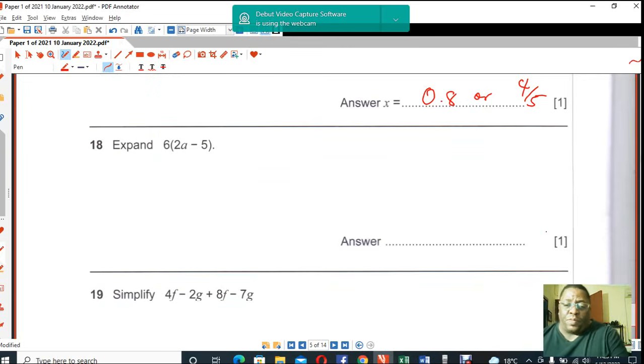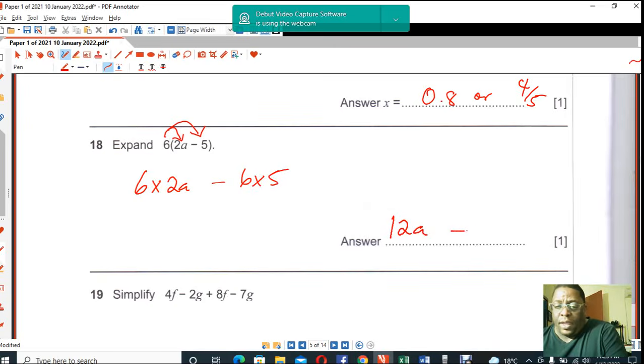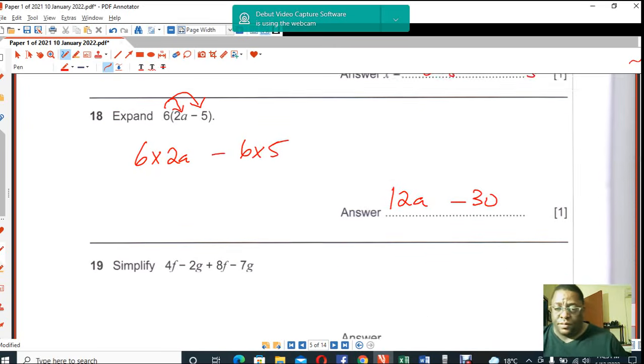Question 18, expand means you must remove the brackets. So you're going to multiply 6 times 2a minus 6 times 5. So that's going to be 12a minus 30. And that is all she wrote.